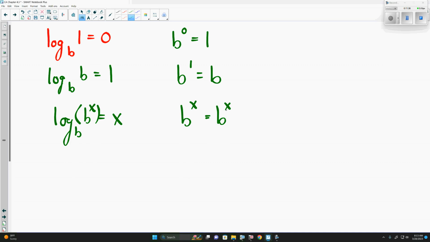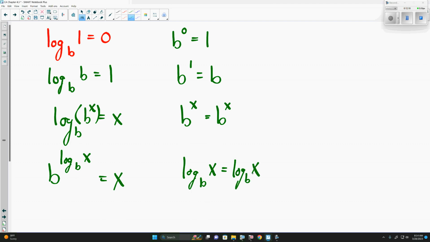And our last one, b to the log base b of x is equal to x, whatever's inside the log. Because that b to the log base b, when we have those matching, the log will essentially simplify out. And if we change it to exponential form, we get log base b of x is equal to log base b of x.